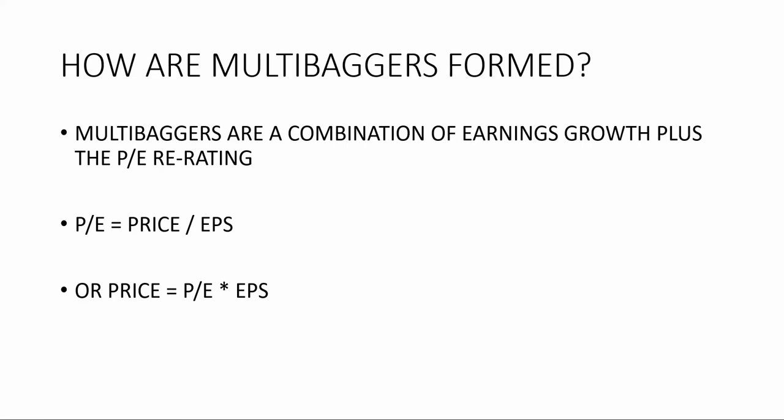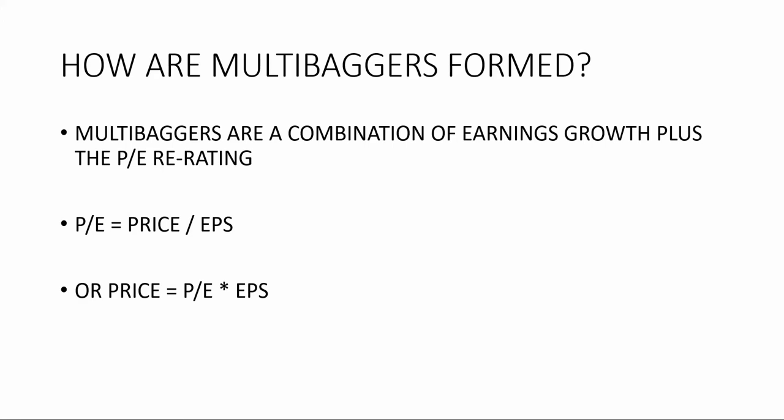But for most of these non-cyclical stocks, that is, these investment grade stocks, if you want to buy a multibagger and sit on it, then it is a combination of earnings growth, decent earnings growth. It need not be 50% earnings growth every year. Even 15-20% earnings growth every year, combined with a PE re-rating. So in this video, I'll be explaining what PE re-rating is and why it happens, right?